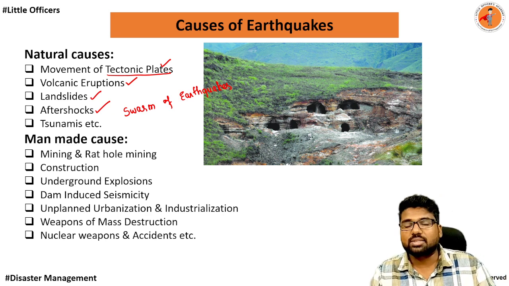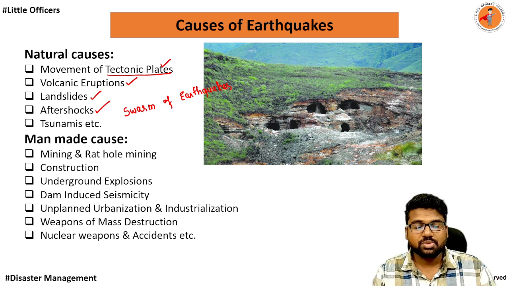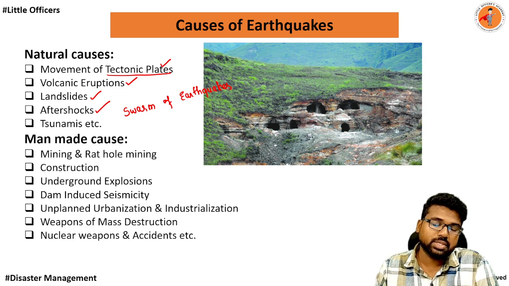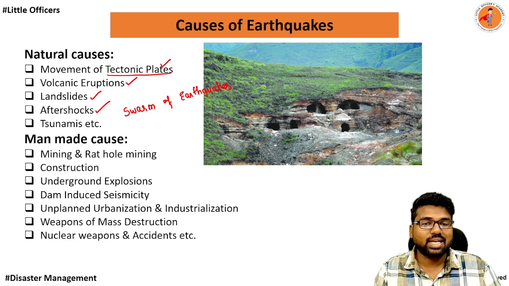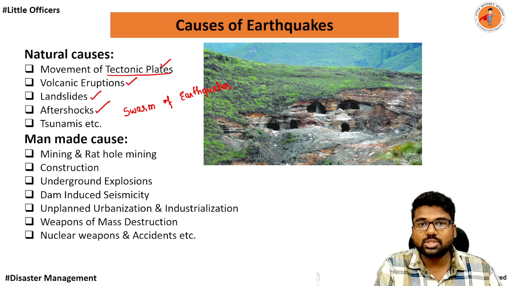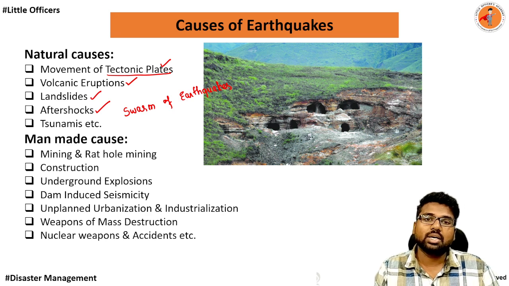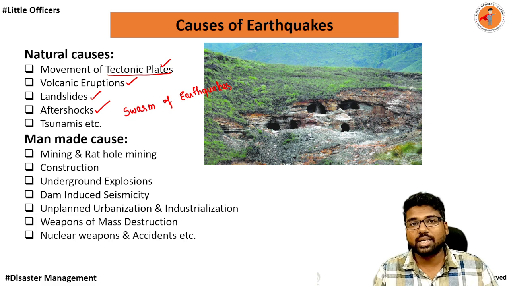Then tsunamis. See, tsunami is both a cause and an effect. It can cause earthquakes and it can be a consequence of an earthquake. Whenever an earthquake happens within the ocean, it can result in a tsunami, and similarly a tsunami can also cause an earthquake. Okay, because this is also energy. Whenever this energy is displaced, that has a potential possibility to trigger tremors in the earth.